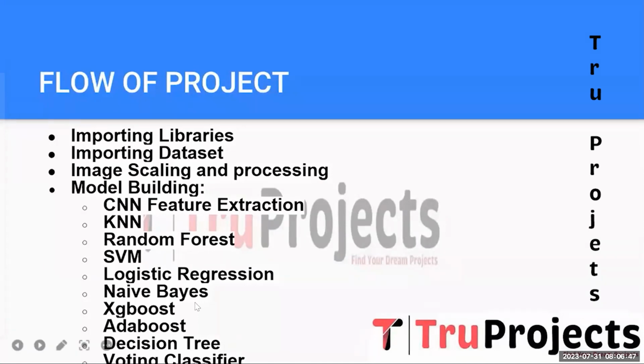And the next one is SVM. It stands for Support Vector Machine, a powerful supervised learning algorithm used for classification tasks. It finds an optimal hyperplane that best separates the different classes in the feature space. SVM can handle high-dimensional data efficiently, making it suitable for the features extracted from the CNN.